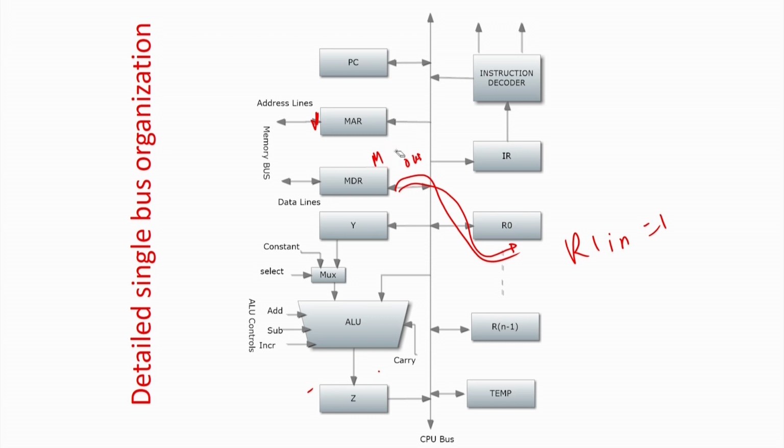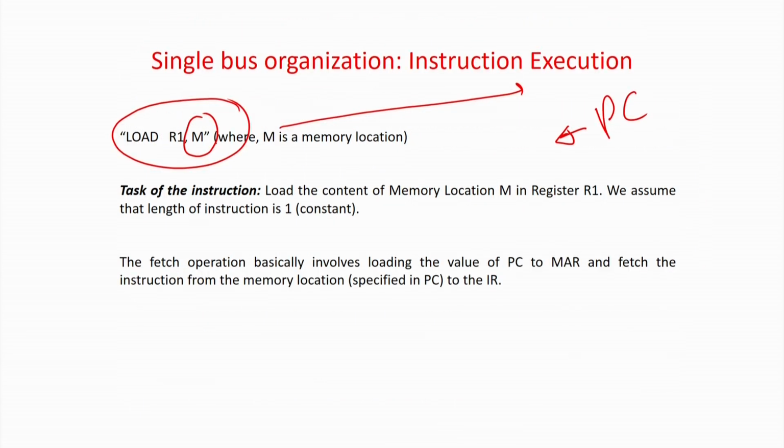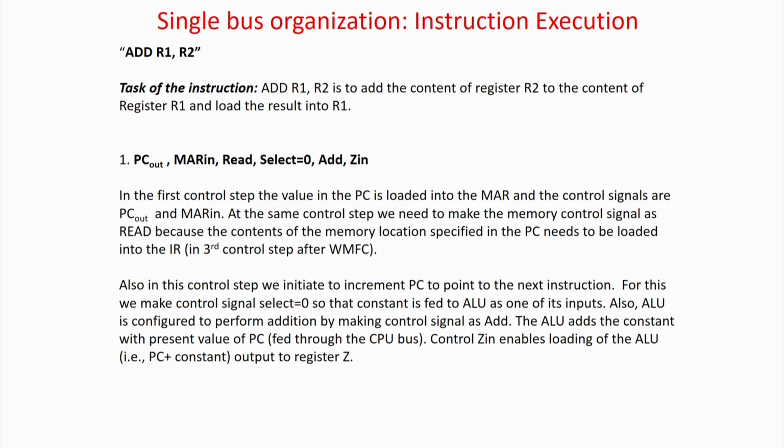So, in 6 micro instructions and the corresponding control signals, what have we done? We have shown how a complete instruction is fetched, decoded and executed. So, this was about the instruction load R1 M. As I told you, we will look at different instructions. So, that was just a load instruction.